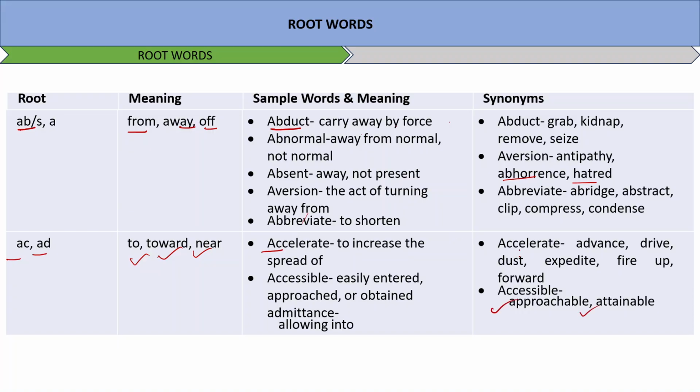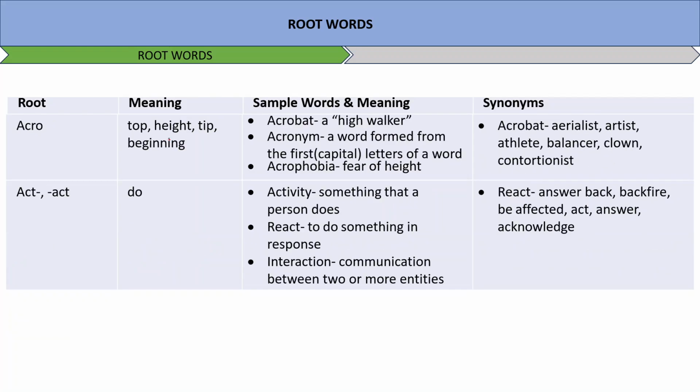Next. Now, the root word acro means top, height, tip, or beginning. So, acrobat, a high walker. Acronym, a word formed from the first capital letters of a word. Acrophobia, fear of height. So, acrobat is also aerialist, artist, athlete, balancer, clown, contortionist, right? These are some of the words which you can associate with acrobat.